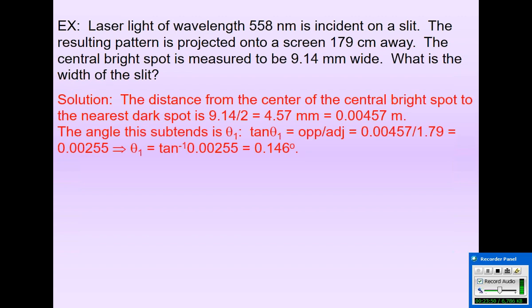So tangent theta equals opposite over adjacent. We can plug in the numbers, and we get that theta 1, if we want it in degrees, we do have to go through the inverse tangent, is equal to 0.146 degrees.